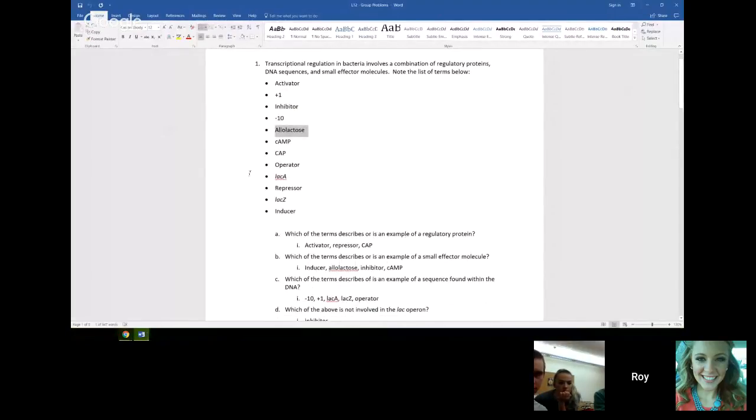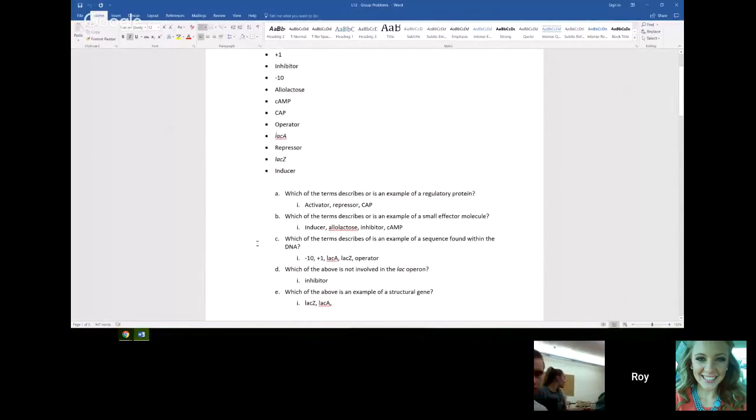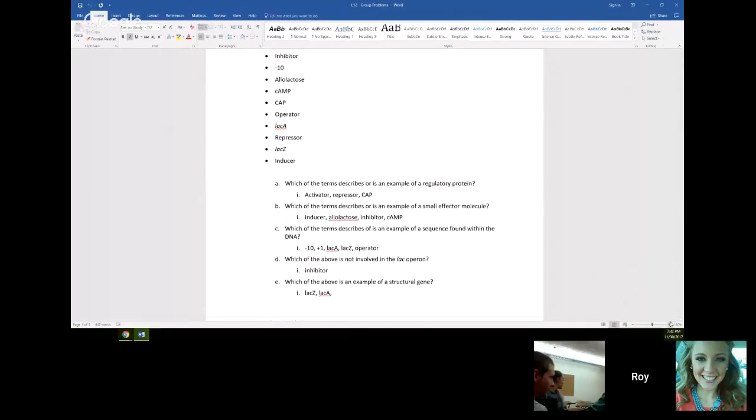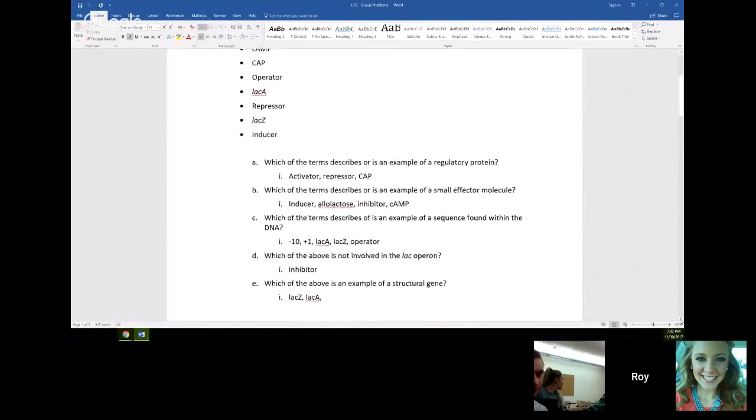Starting off with A, which of the terms describes or is an example of a regulatory protein? That would be the activator, repressor, and the CAP. Which of the terms describes or is an example of a small effector molecule? An inducer, allolactose, inhibitor, and cAMP, cyclic AMP.